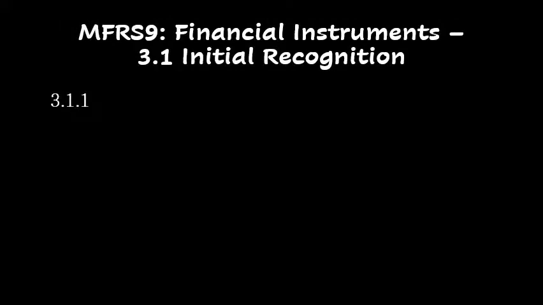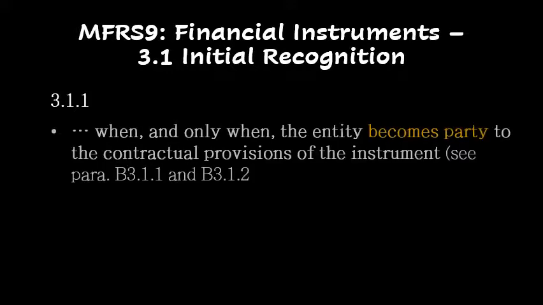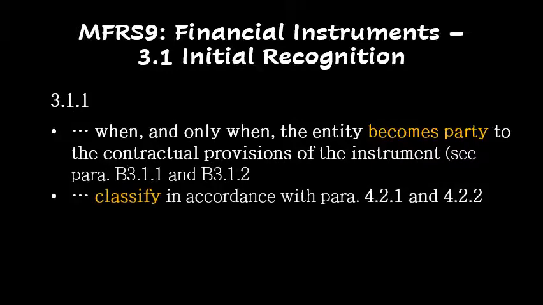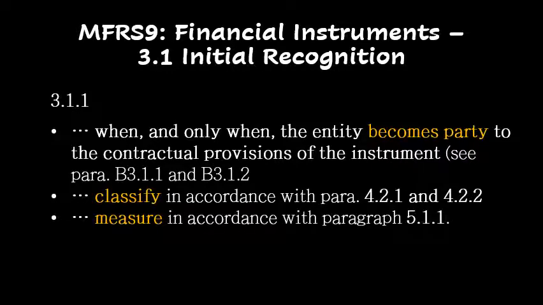On the question of when we should recognize the financial liability in our books of accounts or in our financial statements, it should be recognized when one becomes party to the contract, that is, if we become part of the agreement or contract. When we recognize financial liabilities, we should classify them according to paragraphs 4.2.1 and 4.2.2. And at what value? We need to measure it based on paragraph 5.1.1.